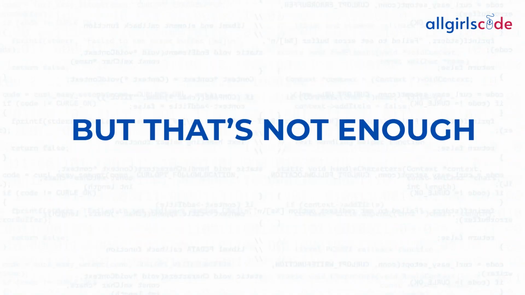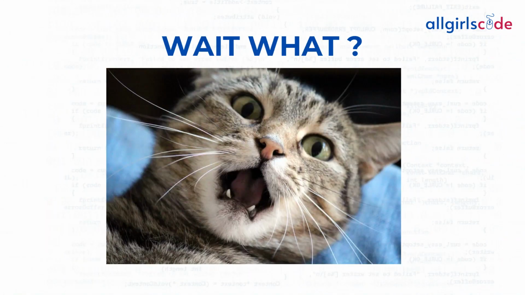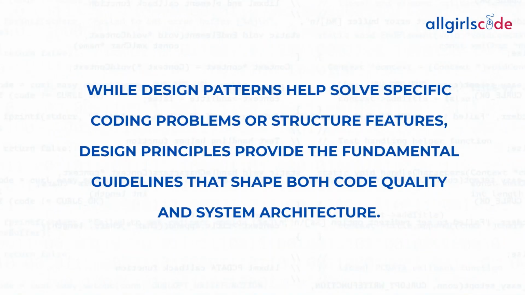But that's also not enough. While design patterns help solve specific coding problems or structure features, design principles provide the fundamental guidelines that shape both code quality and system architecture. Patterns are the what, specific solutions you can apply. Principles are the why, the underlying philosophy that guides all your design decisions. So you need both design patterns and design principles. But principles always come first.